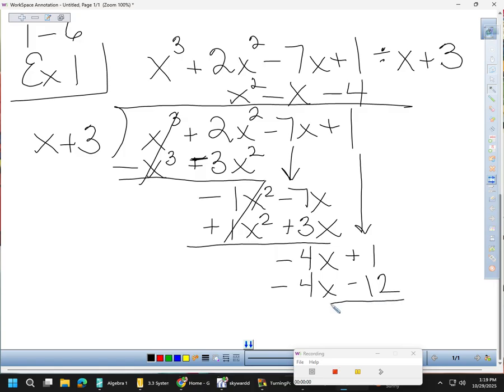We draw our line and change our signs. Because again, we're subtracting. Negative 4x and positive 4x, they cancel. 1 plus 12 is 13. So now when I write this, I'm going to put a plus 13 on top over x plus 3. So my final answer would be x squared minus x minus 4 plus 13 over x plus 3.